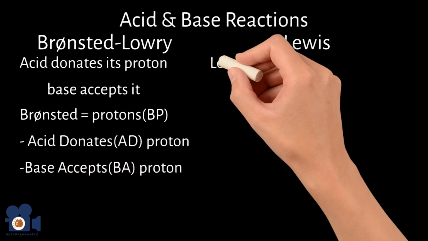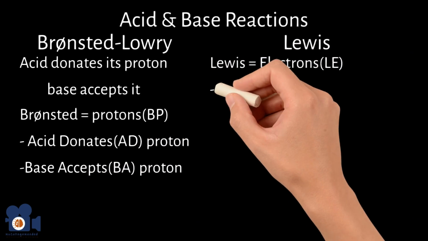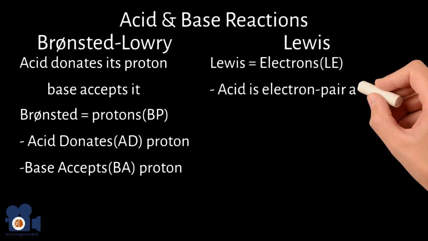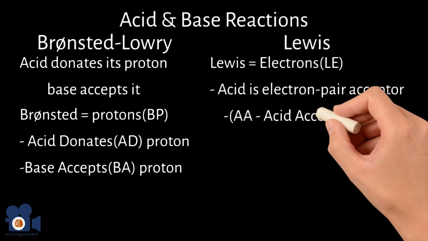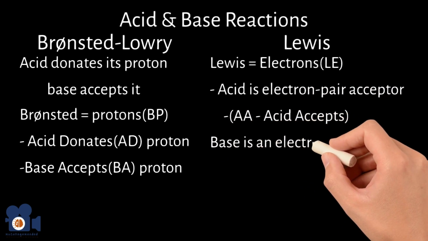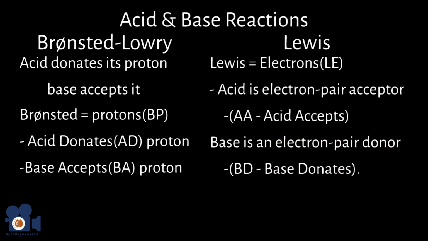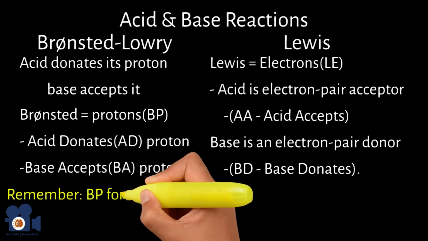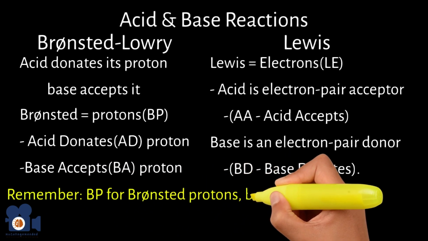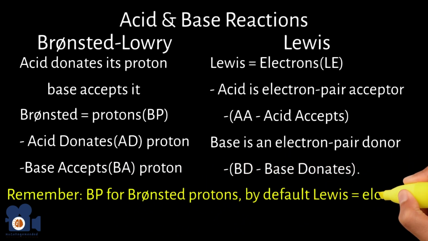The Lewis theory concerns electrons, LE, and an acid is the electron pair acceptor, AA, for acid accepts, while a base is an electron pair donor, BD. The added bonus of the Lewis theory is that it includes non-protonic reactions involving electron sharing. Also, if you can just remember BP for Brønsted protons by default, you can remember Lewis concerns electrons.